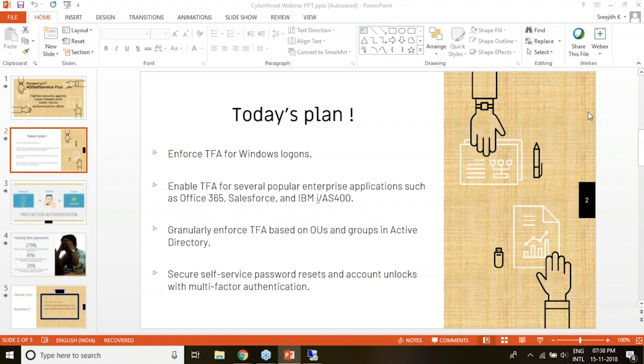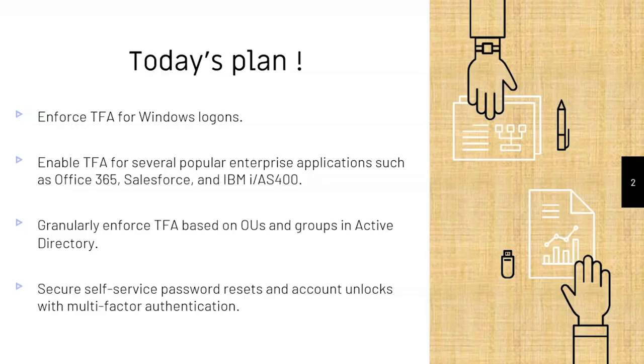And then with that, we'll be moving on to how you can secure or enable two-factor authentication for several popular applications you have, like Office 365, Salesforce, and IBM. And then from there, we'll be talking about how you can not just put on two-factor authentication for Windows logon, but also how you can go about securing Windows password resets and account unlocks with multi-factor authentication.